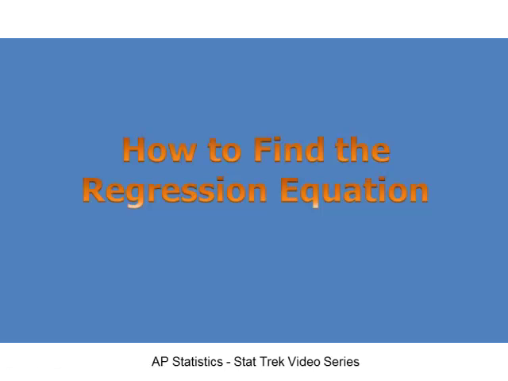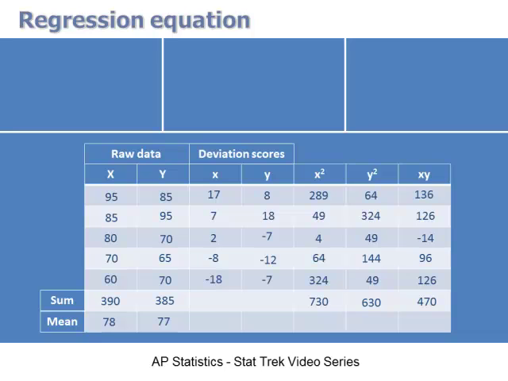In this section, we use our initial computations to define the regression equation. The regression equation is a linear equation in the form y prime equals b0 plus b1 times x. Here, y prime is the predicted value of the dependent variable, and x is the raw score of the independent variable. To use this equation, we need to solve for b0 and b1.